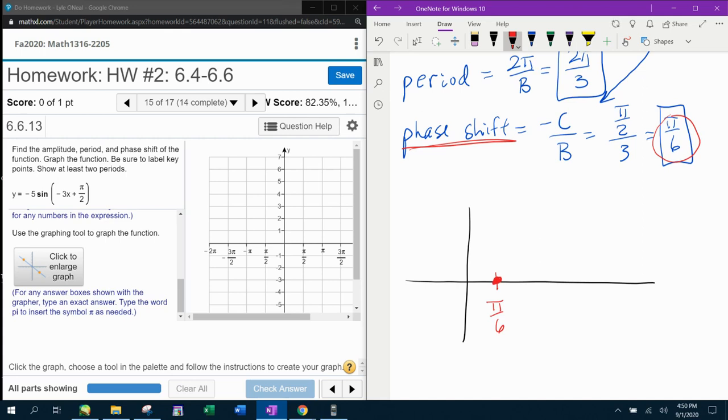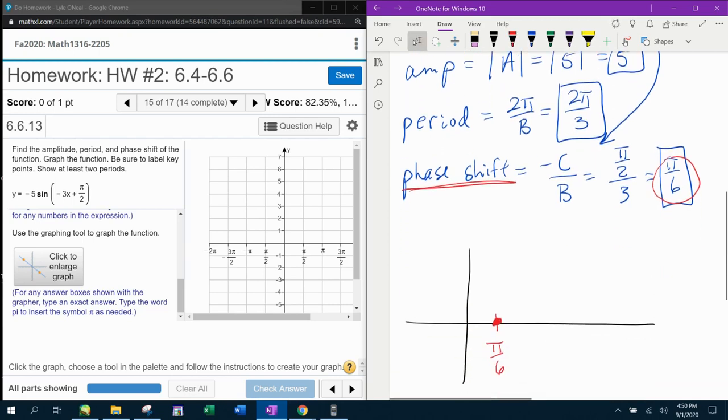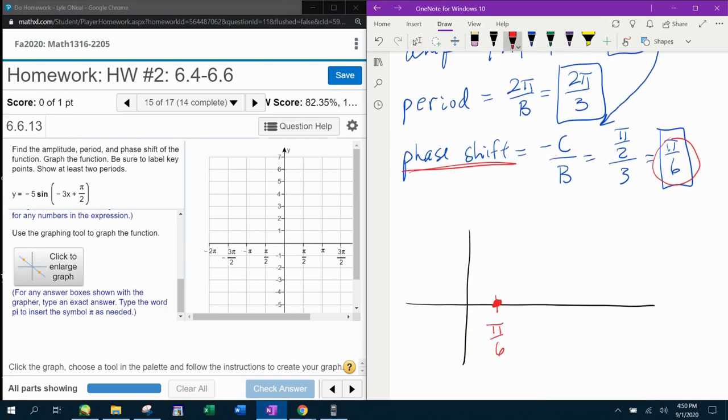Okay, step number 1, starting point. Sine starts at the origin. If this was cosine, it would start at the A. Step number 2, phase shift. Got to shift that point over. Step number 3, wavelength. The period is the wavelength. And our wavelength is 2 pi over 3. So I've got a question to ask you. How many 1/6 of a pi does it take to make 2/3 of a pi? How many 1/6 does it take to make 2/3? Well, I think the answer is 4.